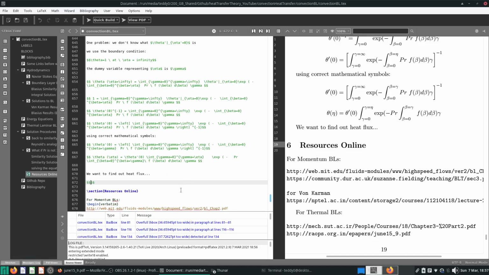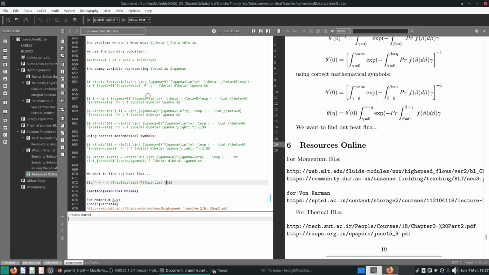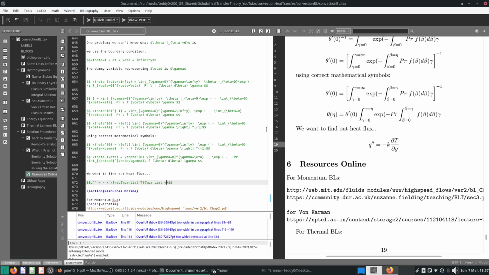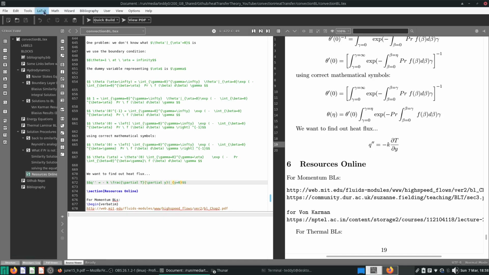So remember, heat flux q double prime equals minus k partial T partial y, and we'll need to redo our whole analysis here. And of course we need to evaluate it at y equals 0.